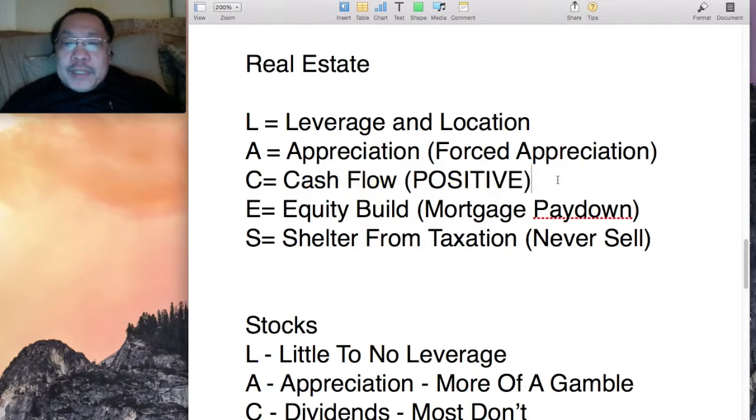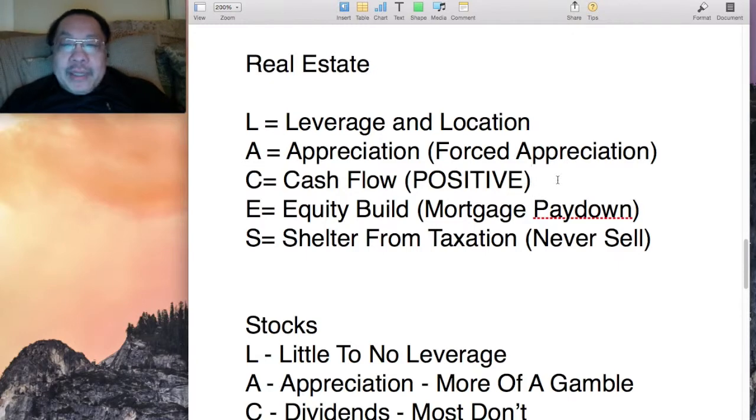Positive cash flow means that after you pay all your debts, your mortgage, your property taxes, the insurance, if you're covering the utilities, all those things, and maybe even a little bit of maintenance, after all those things are factored in, you still have a positive cash flow.